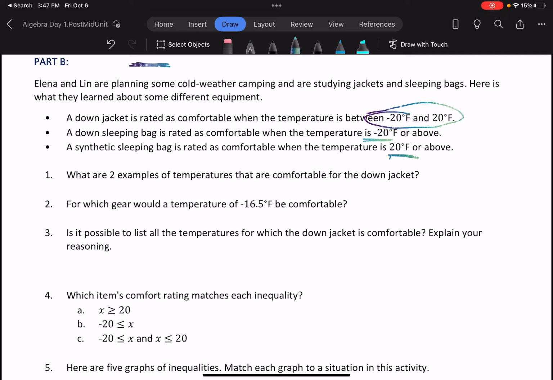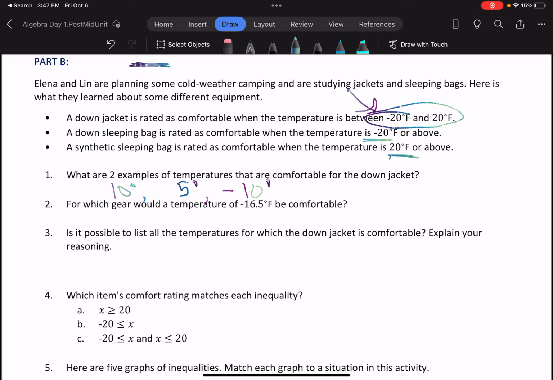What are two examples of temperatures that are comfortable for the down jacket? So two examples are any numbers between negative 20 and 20. So for example, 10 degrees would be a comfortable number for the jacket. 5 degrees, negative 10 degrees, but anything that is in between negative 20 and 20.